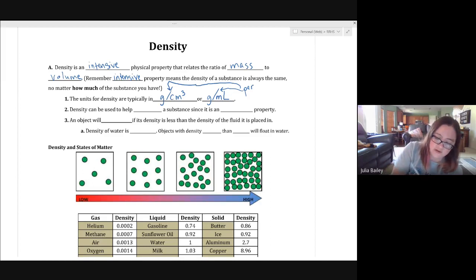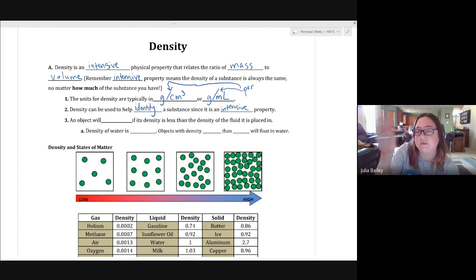Density can be used to help identify a substance, since it is an intensive property, meaning because it's always the same all the time, I can check a substance's identity. If I measure its density, then I know, well, if this thing's density is 20, it can't be iron because the density of iron is blah, blah, blah. You can use it to narrow down the identity of a substance.